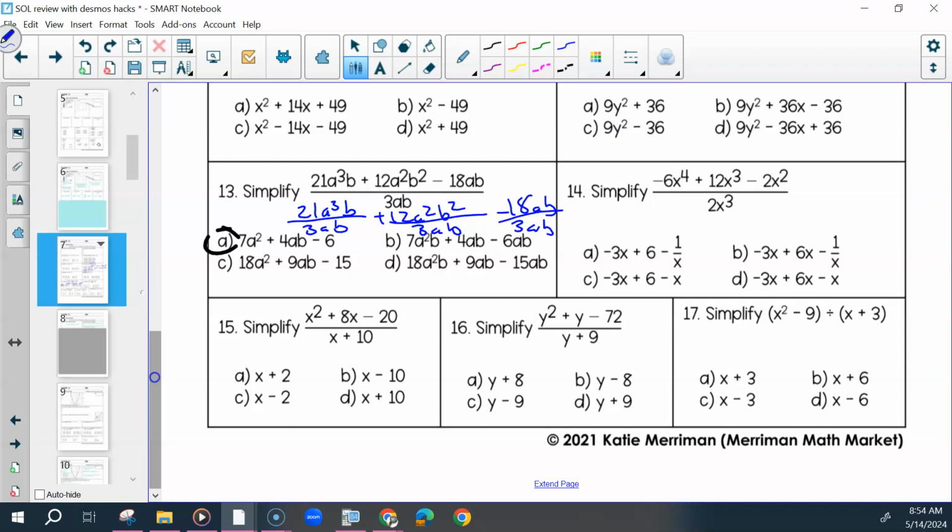And then you just divide each piece. So actually divide the numbers, subtract the exponents. So this would be 7a squared. The b's would cancel. And by that alone, I could eliminate all the answers and it would be A. And I wouldn't need to continue. But if you did, this next one would be 4ab. And then the last one would be negative 6. Other questions?